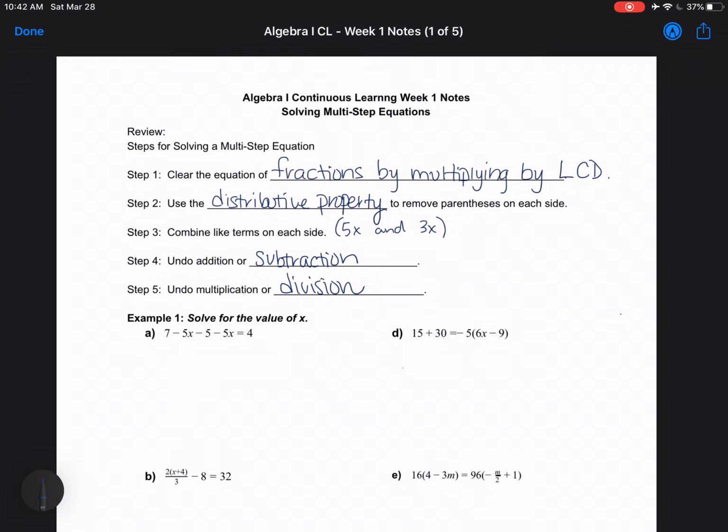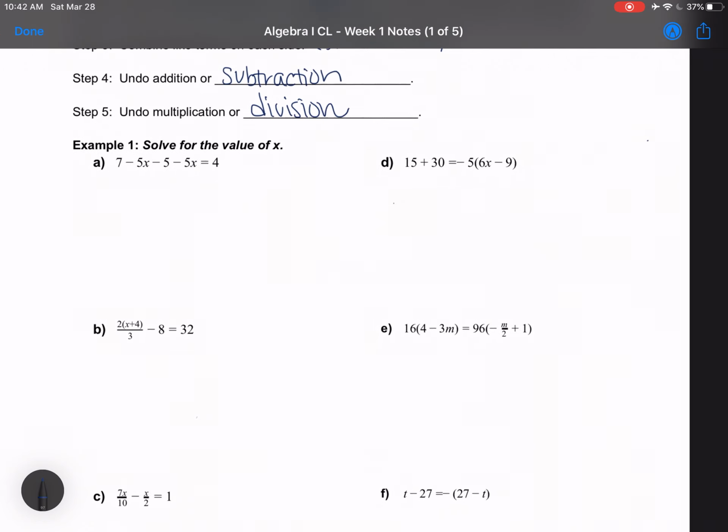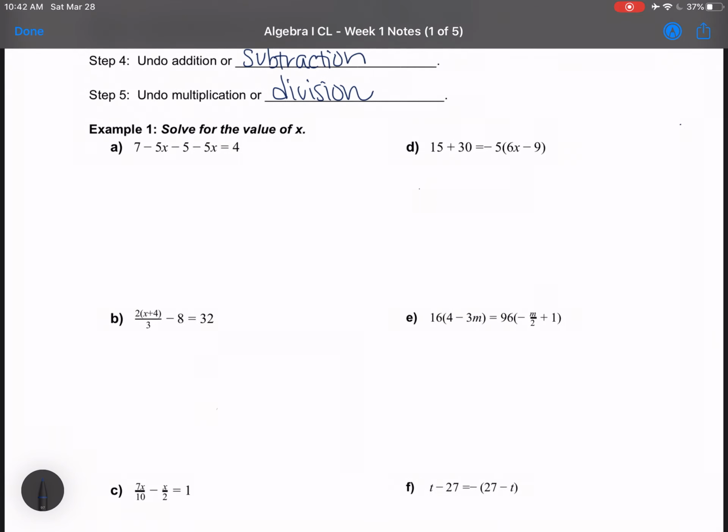Alright, so let's do some examples. We're going to solve for x, or whatever variable we're given. For this first one, 7 minus 5x minus 5 minus 5x equals 4. We see we don't have any fractions and we don't have any parentheses, so we're going to combine like terms. So 7 minus 5 is 2, and negative 5x minus 5x gives us a negative 10x equals 4.